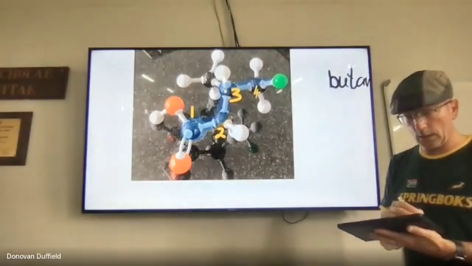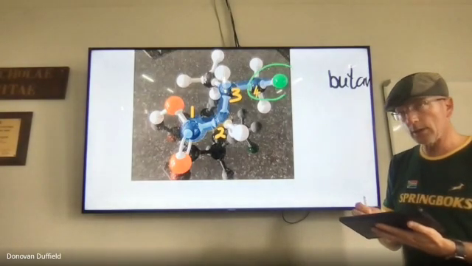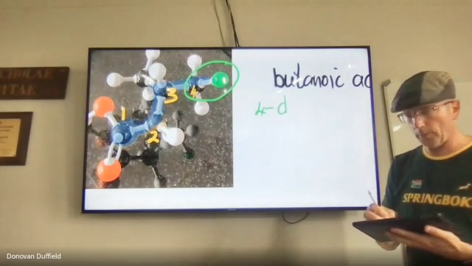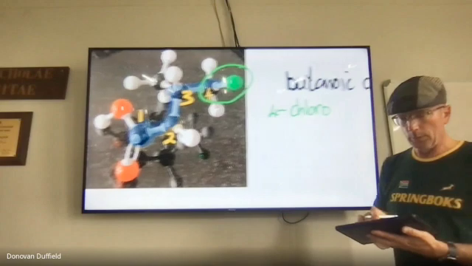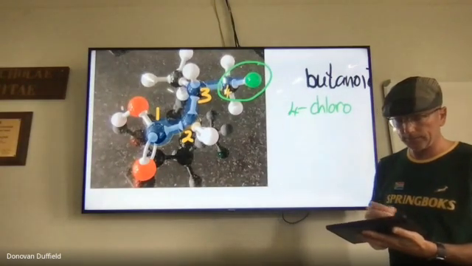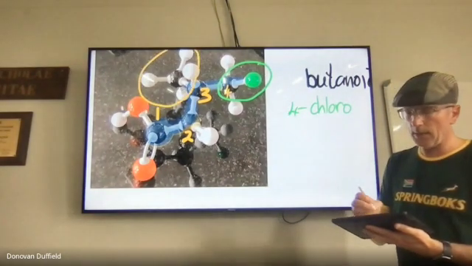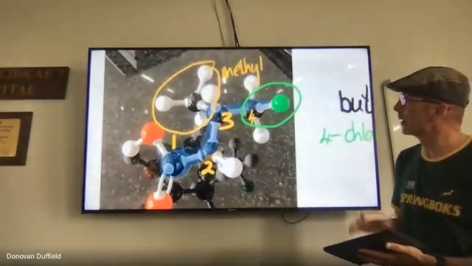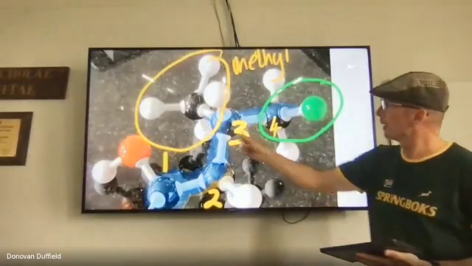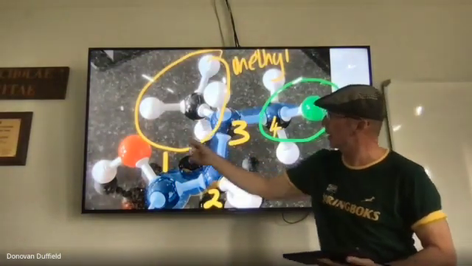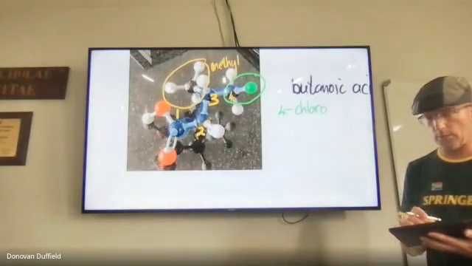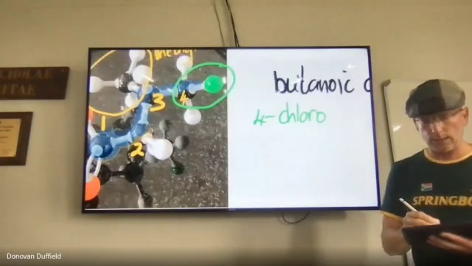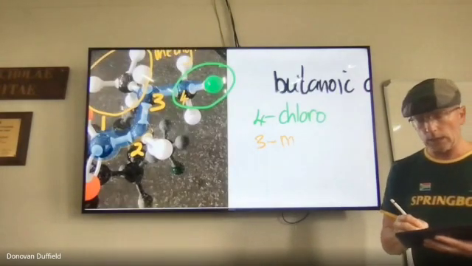Now, we can clearly see that on carbon number 4 is a chloro. But sitting at the back here is a methyl. Sorry about that. So there is a carbon and 3 hydrogens. So that's a CH3, which is a methyl. And it's connected to carbon 3. So this is going to be 3-methyl.